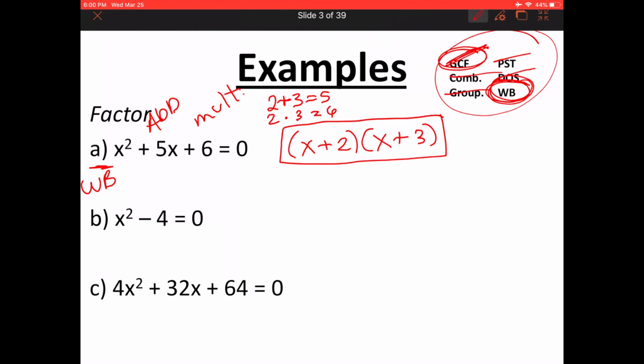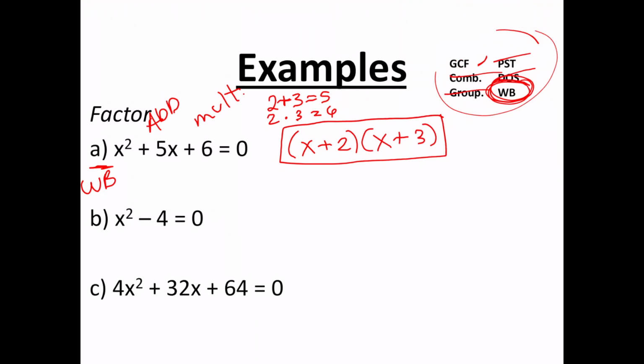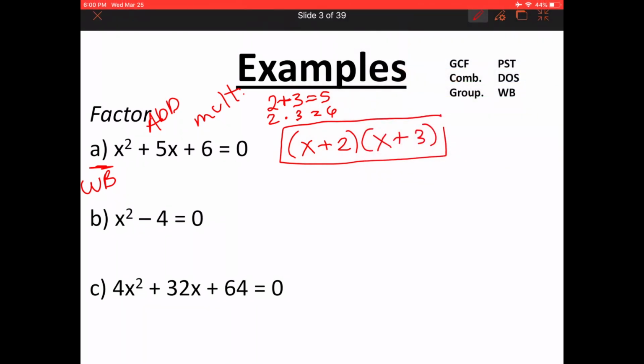For example B, I'm going to erase all the notations I made here earlier, because now again, we're going to start with our process of elimination and see which method is going to work for example B. I know it's not a perfect square trinomial because it's not a trinomial. I know it's not going to be grouping because grouping needs 4 terms. I know it's not going to be working backwards because working backwards needs 3 terms. I know it's not going to be combining because they have to have the same factor in combining, and these don't in example B.